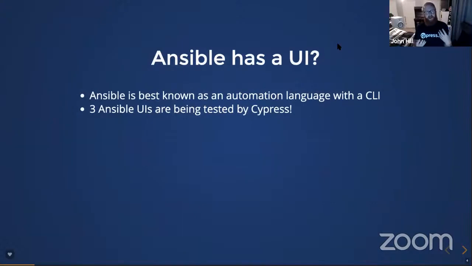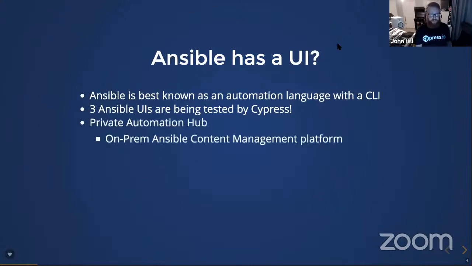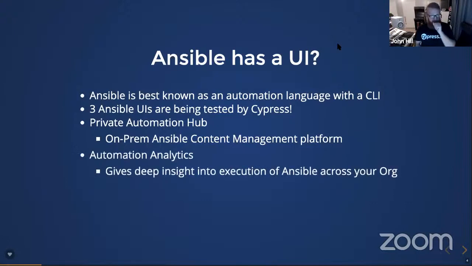A lot of people ask me, does Ansible have a UI? Well, we're best known for the automation language itself, which has a simple, dead simple, straightforward CLI. But as of today, we have 3 separate Ansible UIs being tested by Cypress. We have the private automation hub, which you can think of as an on-prem Ansible content management platform. It's like Ansible Galaxy on-prem, but more of an enterprise version of that.